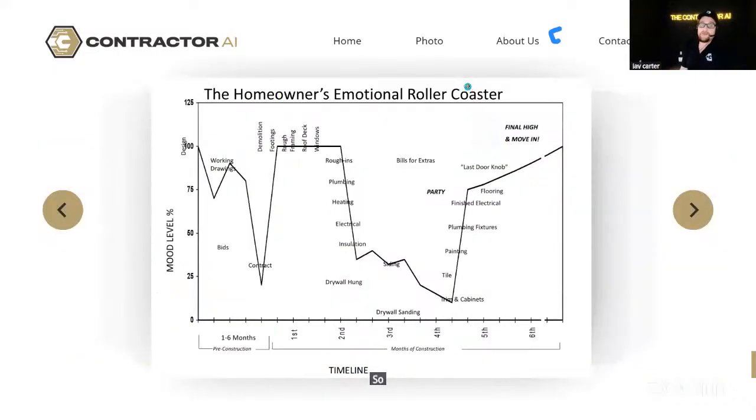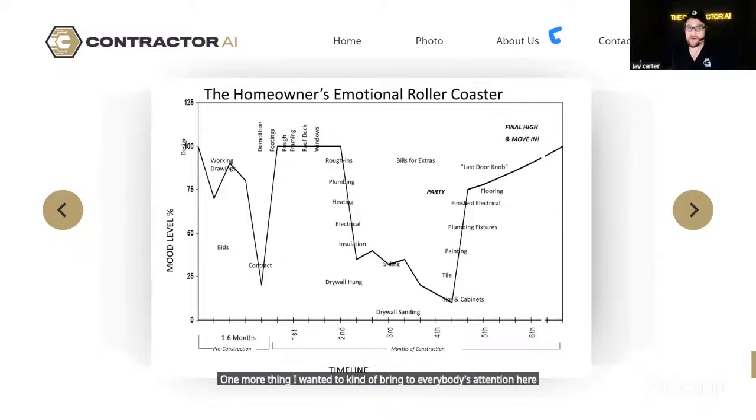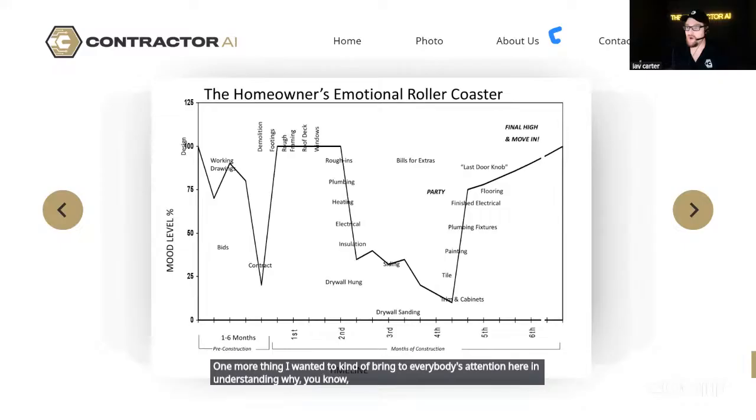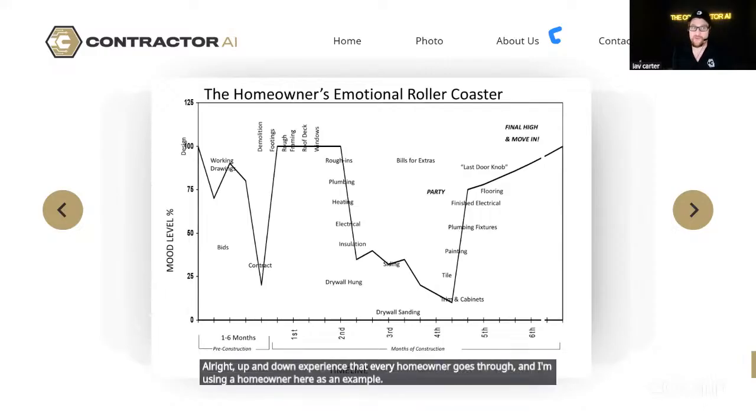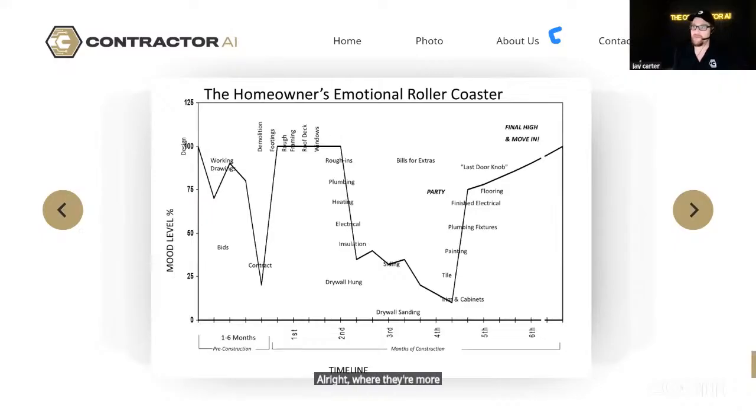One more thing I wanted to bring to everybody's attention here, and to understand why we should be really thinking about where we're collecting money, is that there's a natural up and down experience that every homeowner goes through. I'm using a homeowner here as an example. They're more willing and more able to reduce leverage at certain points. And I call that the change curve.